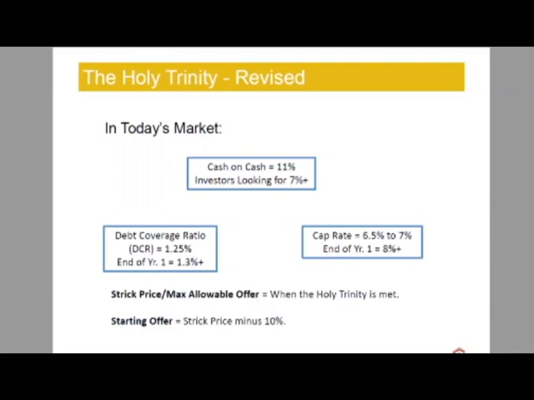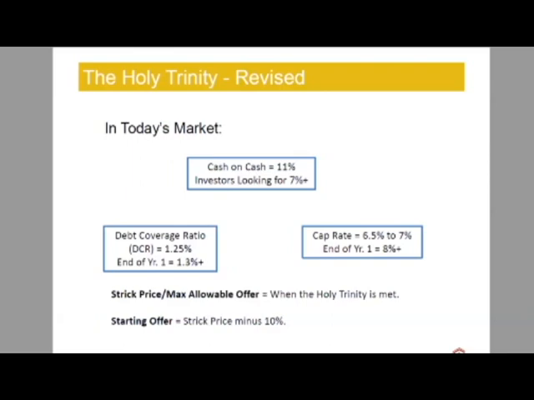Your strike price, or your maximal allowable offer, or your MAO, as Ron LeGrand used to say, is when the Holy Trinity is met. That's your maximum offer right there. When these 3 things, as well as others, but these are the 3 pillars, when you hit those, that's the max you can go. Because if you go over that or under that, the deal's not going to work. You're not going to have 11% cash. If you go down to 8, well, you're not going to have that. So that's your maximum allowable offer.